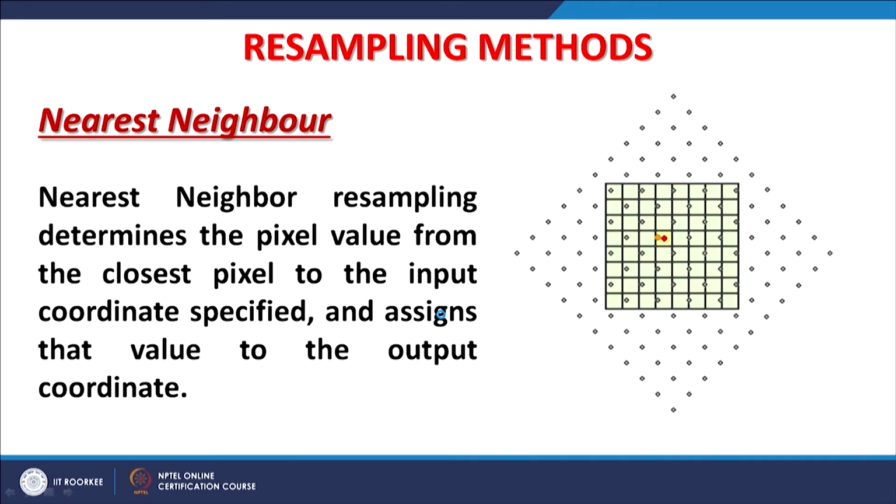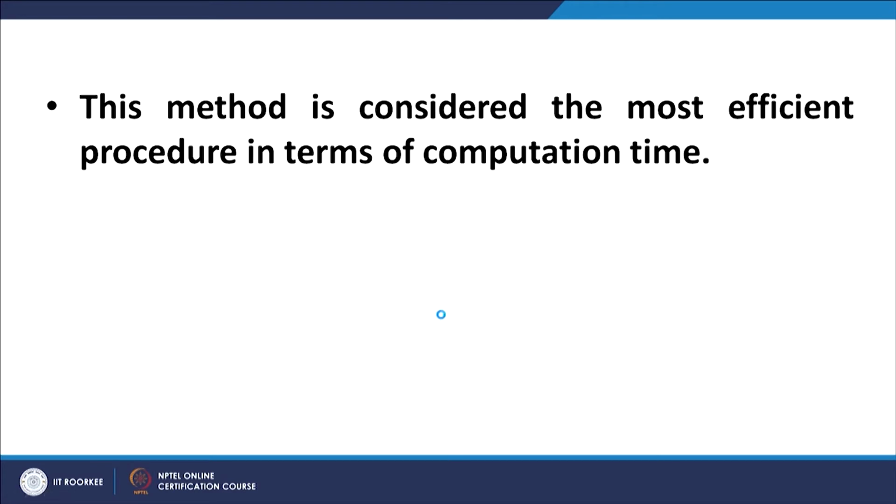So nearest neighbor sampling determines the pixel value from the closest pixel to the input coordinate specified, and assigns that value to the output coordinate without any modification: no weighted average, no average based on area, overlap or distance, nothing. Simple. Whichever pixel has maximum overlap with the target pixel, that pixel value of the input image is assigned to the target. This method is most efficient because no averaging is done, no measurement is done, and therefore the computation time is less.